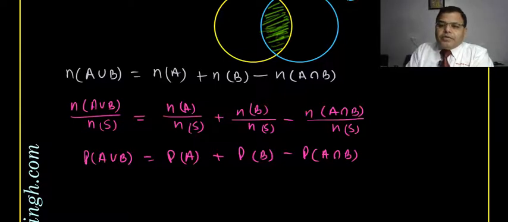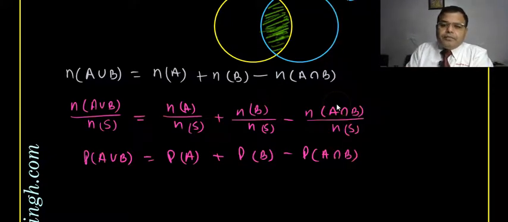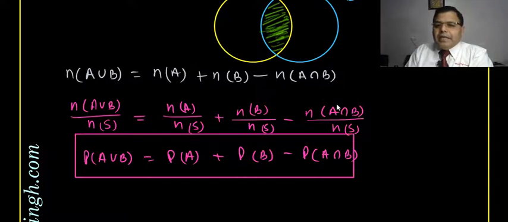So this is a compound event, A union B. The event is described as A union B. It means either A or B.